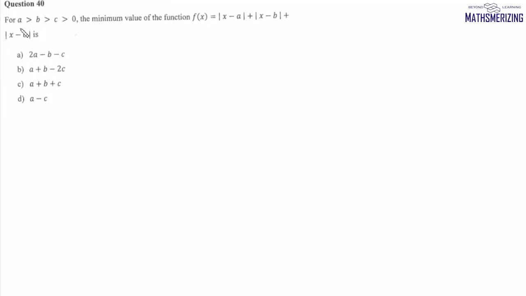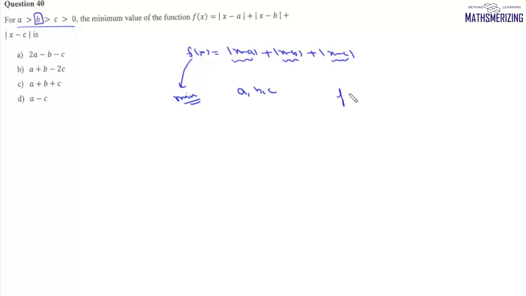Now question number 40, it says for a greater than b greater than c greater than 0, the minimum value of this function, which is fx equals mod x minus a plus mod x minus b plus mod x minus c, is. Now if we look at this expression, this is nothing but deviation of x from these three given numbers a, b and c, and we know that mean deviation about median is the minimum. So this function fx will assume its minimum value at the median of this series, which is a, b and c. Now since a, b, c are arranged in descending order, its median will be b.